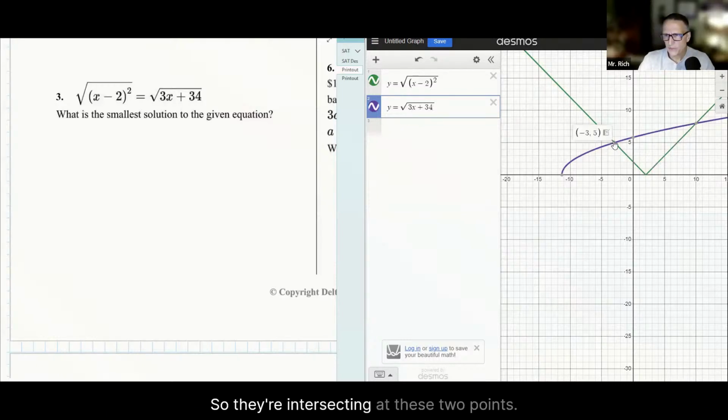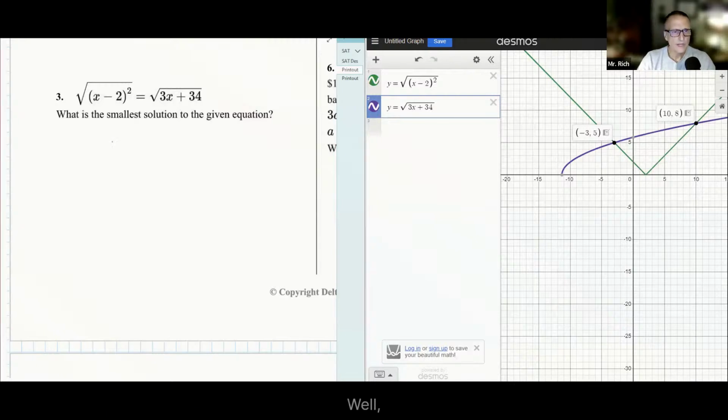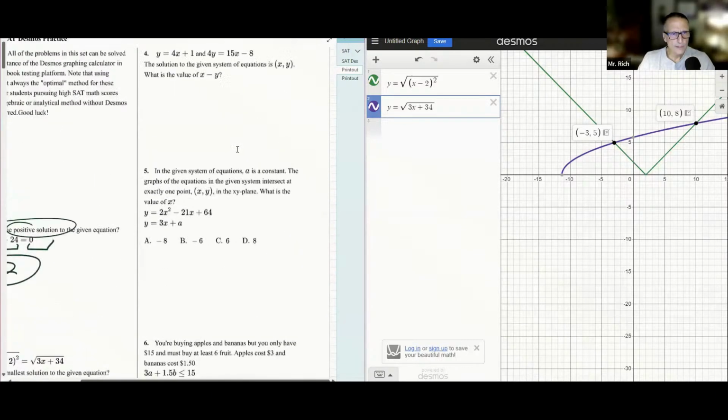And there we go. So they're intersecting at these 2 points. Now, when you are solving a single variable equation by graphing left and right, you look at those intersection points, you are not at all interested in the y coordinates. They are the x coordinates that are the solutions. So there's a -3 solution and there's a 10 solution. It wants the smallest. Well, -3 happens to be the smallest between -3 and 10. There's my answer, right? I just saved myself a bunch of time and not having to do algebra for that problem. All right, let's go to the next one.